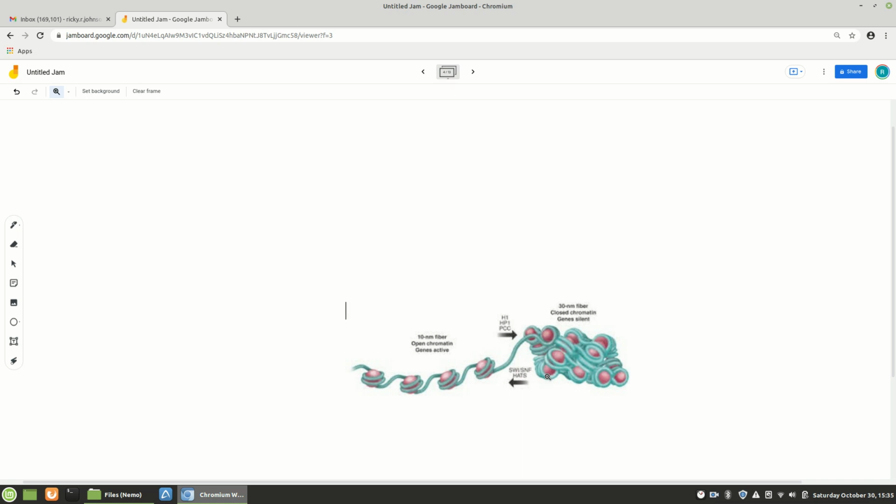So we're just kind of introducing that HATs would be anything given that name that is going to cause the nucleosomes to come apart and be a little bit looser in their binding, and therefore give us access to the RNA polymerase and other proteins. And as you can say, open chromatin, the genes are active. Closed chromatin, the genes are silent. So keep that in mind.